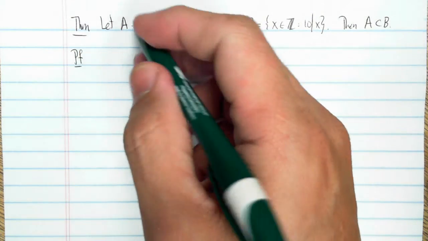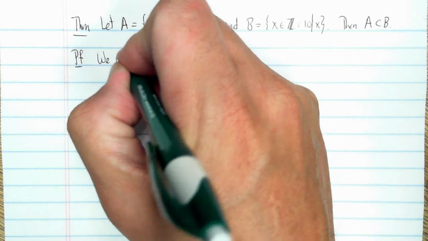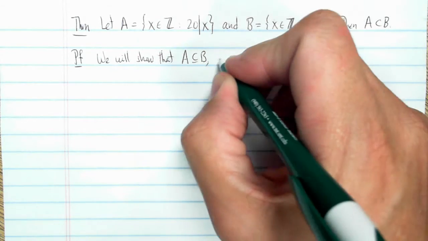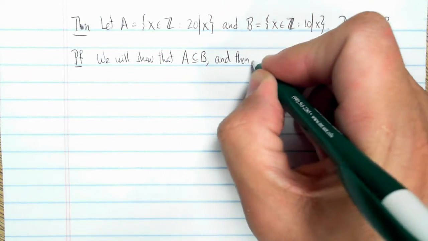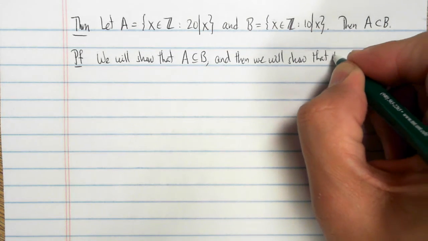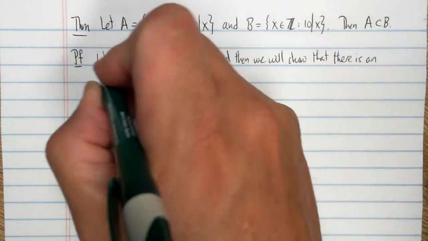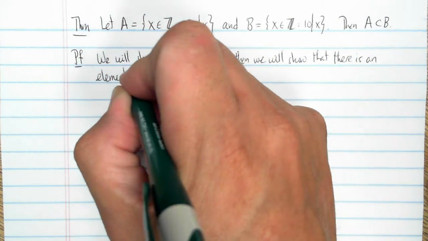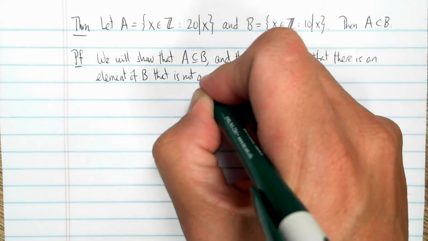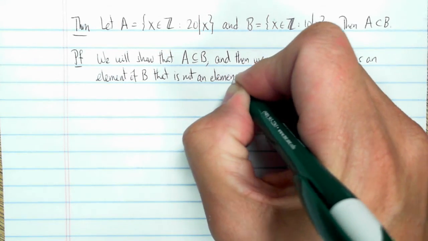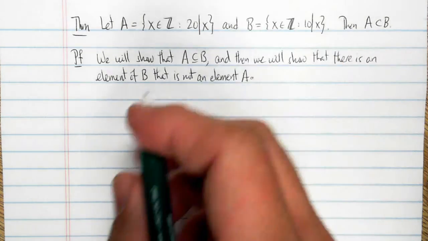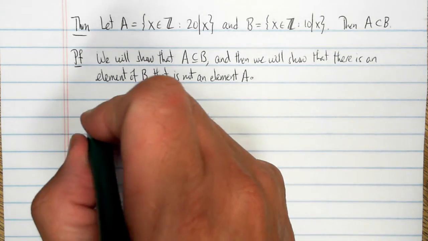So let's list out what we have to do. We will show that A is a subset of B, and then we will show that there is an element of B that is not an element of A. If I can do those two things, then I will show that A is a proper subset of B. So to begin, we prove that A is a subset of B. So step one.